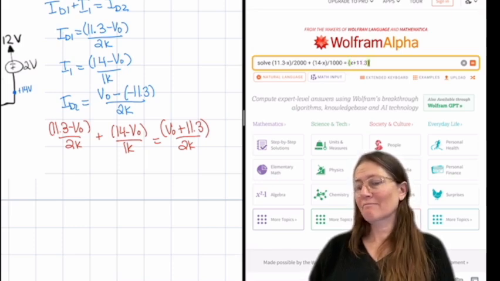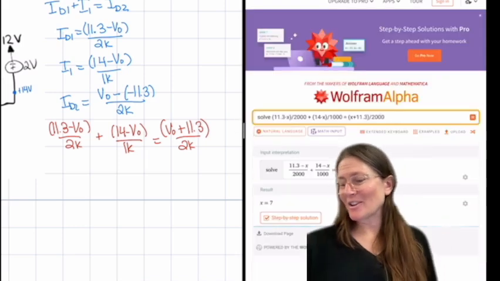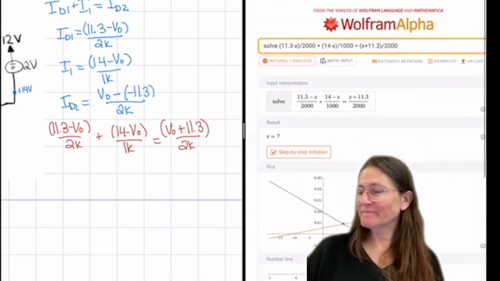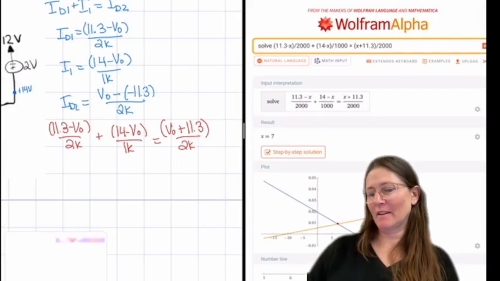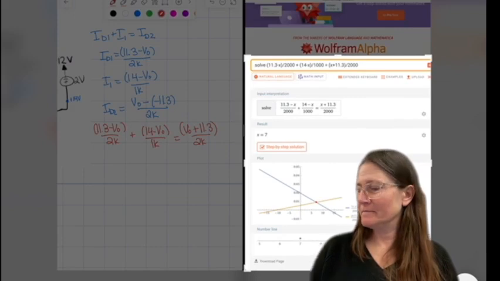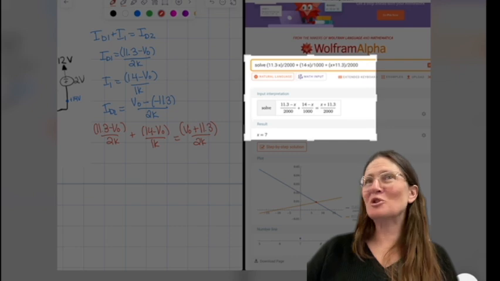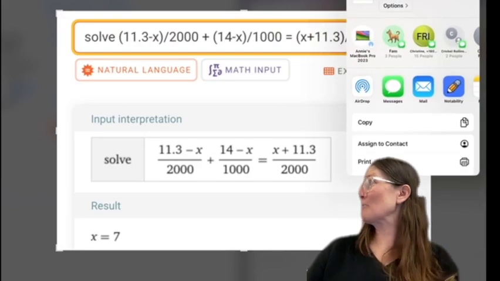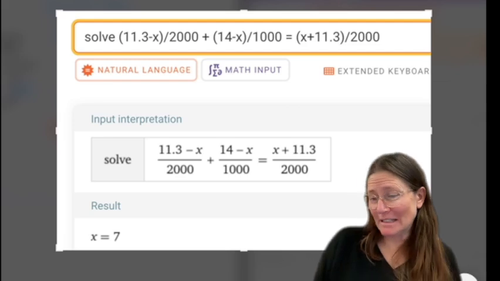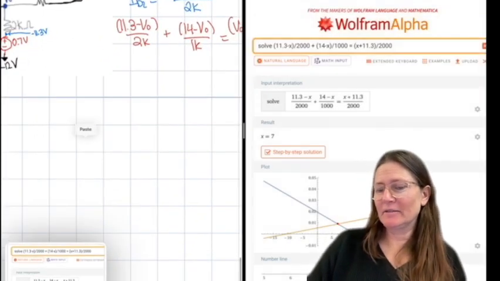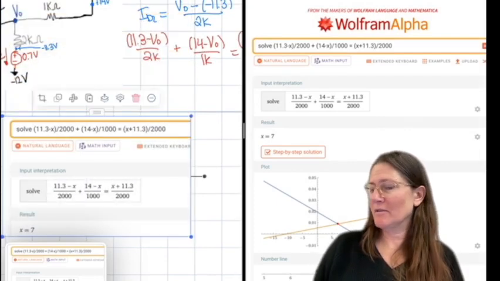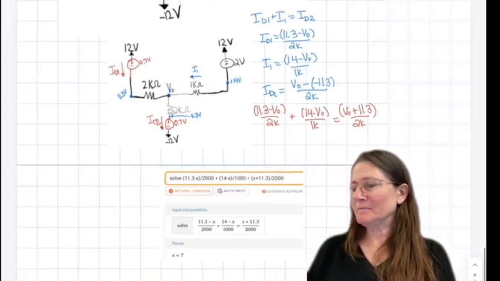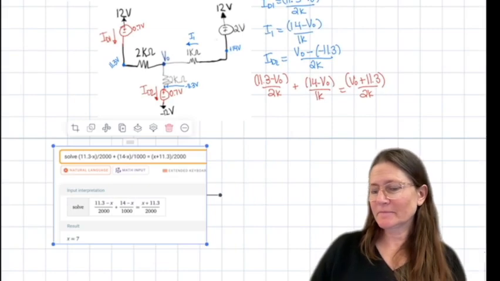Yeah, can we use this on a test? You saw my algebra today, so I'm not trusting myself to solve for that. Okay, so that gives you 7 volts. I think most of your calculators do this too, don't they? No? Okay, Wolfram does it.